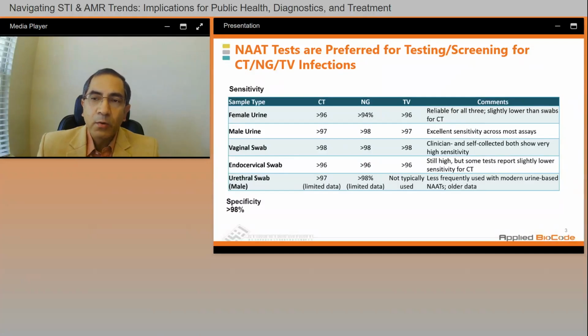Testing plays a central role in diagnosis and prevention of transmission if the test information is utilized appropriately. Nucleic acid amplification tests, or NATs in short, are now the gold standard for screening and diagnosing CT, NG, and TV. These tests offer exceptional sensitivity and specificity, making them the preferred method in both clinical diagnostic as well as screening settings.